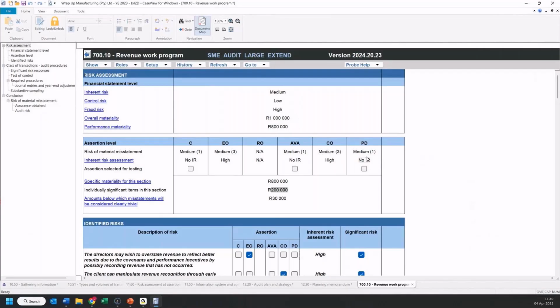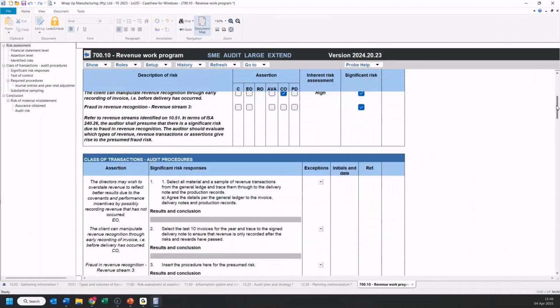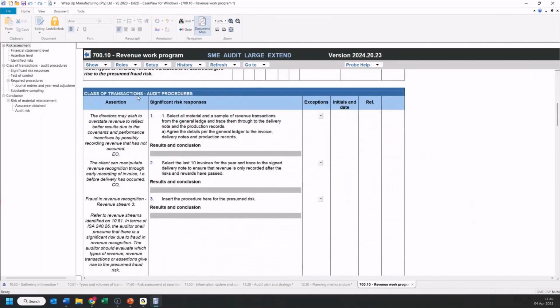We are going to make the no IRs disappear soon, but for the moment, you can see where I've got the high inherent risks. Again, a reminder of the specific, the individually significant, clearly trivial amounts. All of those are pulling through. I've got my identified risks. I've got the class of transactions, audit procedures, significant risk responses. So these are my procedures that I've selected, where I will perform them and then conclude whether there are any exceptions. So those are the ones.